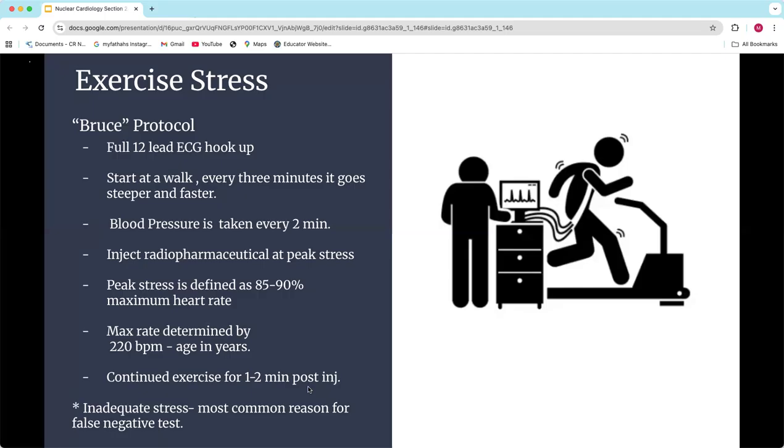Okay. Well, I put a caveat down here. Inadequate stress on a treadmill is the most common reason for a false negative stress test. The false negative we get most often, in other words, we don't get them stressed enough so they don't vasodilate, and the rest scan and the stress scan end up looking exactly the same, and we have a misdiagnosis, or we may have missed something because we didn't dilate. And so that can be the biggest thing.